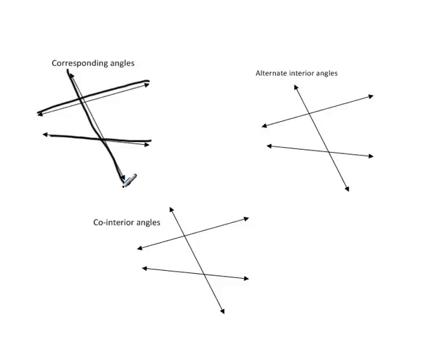and co-interior angles. Corresponding angles, the first group, are angles that are in the same position relative to the two lines and the transversal. So if we have this angle up here, we'll call it angle 1. Let's erase this, make it a little bit easier to see. This angle up here is angle 1. It is above its line and to the left of the transversal. This angle down here is above its line and also to the left of its transversal. I'm going to call it angle 5.